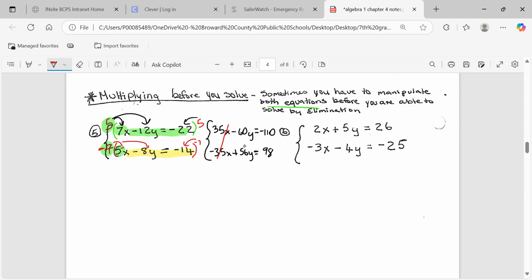So then I would still go as I did before, negative 60y plus 56y, and that's going to give me negative 4y, and that's equal to negative 110 plus 98, which is negative 12. And then I divide both sides by negative 4. That's the one-step equation. And y is equal to 3. Now that I found y, I need to find x.